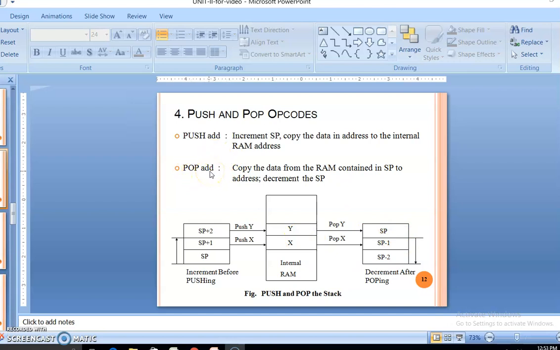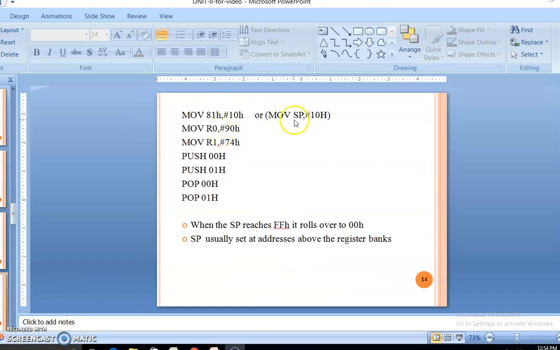So this is about stack memory and push and pop operations, to move the data from a specified address to stack memory. Just see here, I am moving 10H into the SP. The direct address of SP is 81H. You can use a direct addressing mode instruction, or a register addressing mode instruction to specify the SP. Here, from the 10th location onwards my stack memory will start.